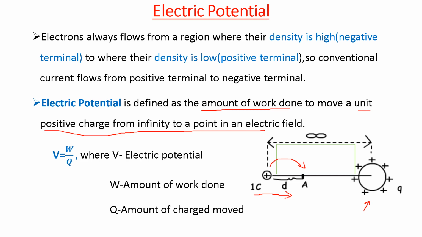So this energy is calculated as W, the amount of work done, and Q represents the amount of charge that has been moved to a given point in an electric field. The ratio of W and Q gives the electric potential of that point in an electric field.